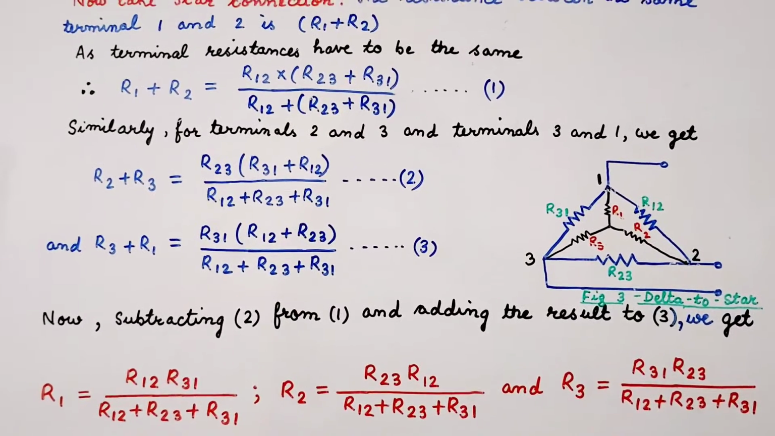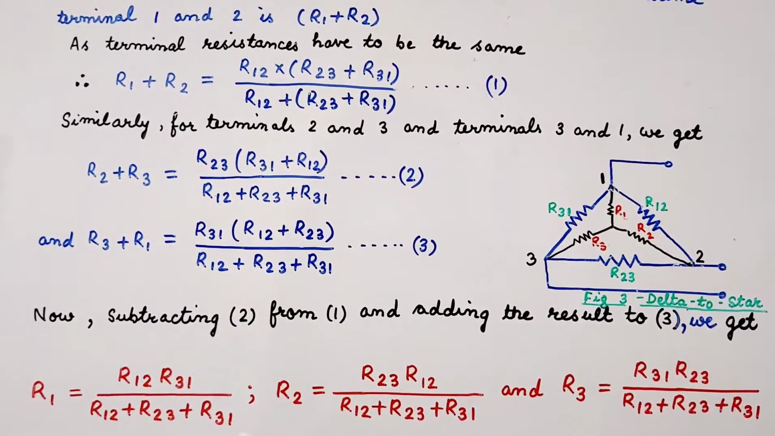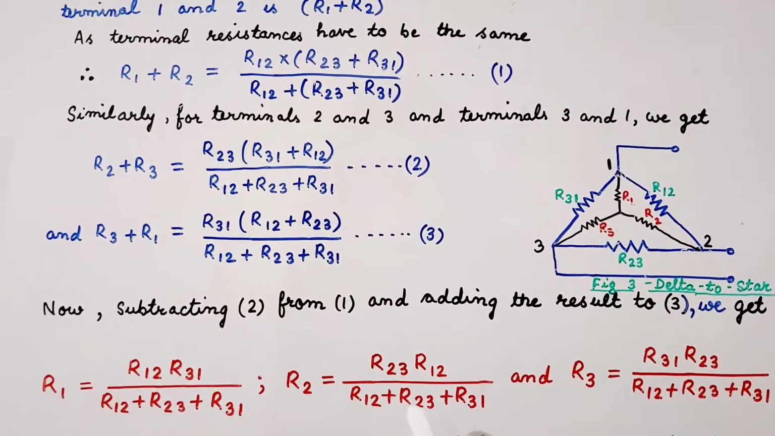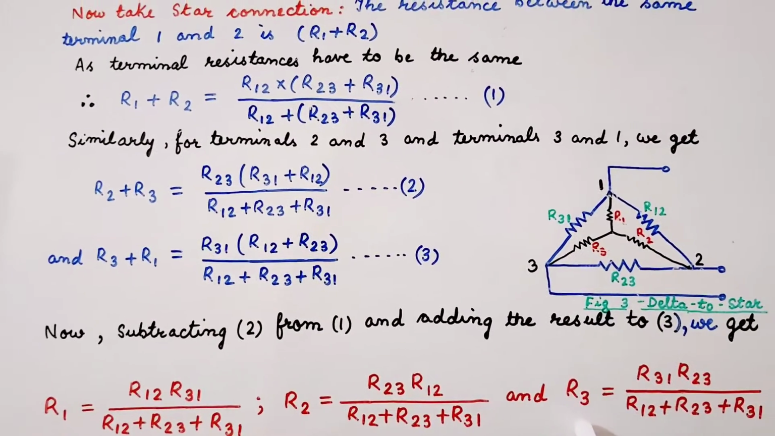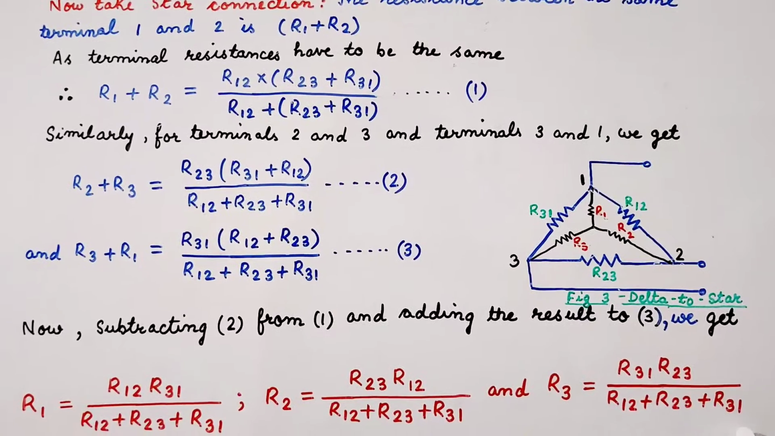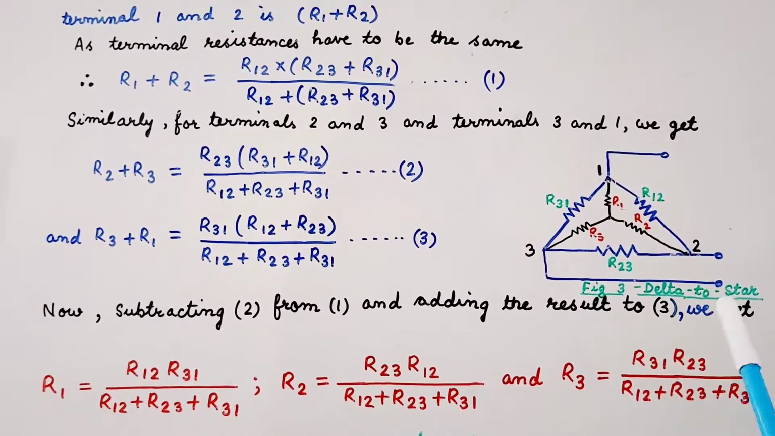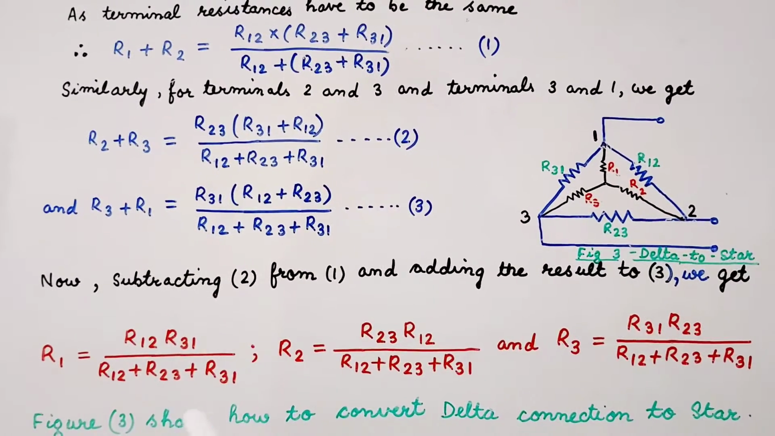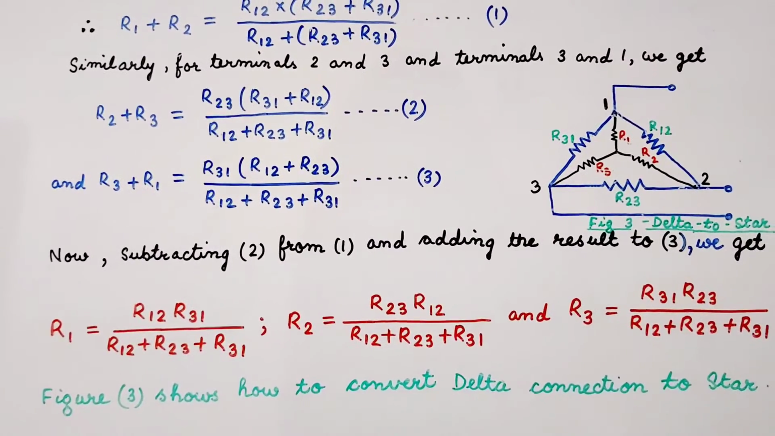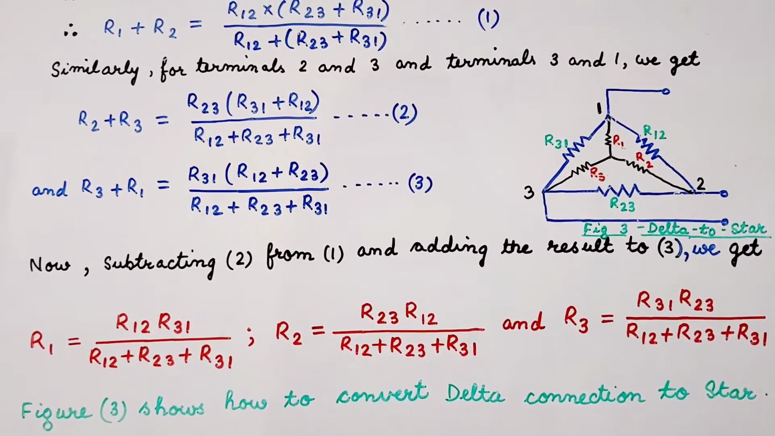So the value of R1 will come out to be R12 into R31 divided by R12 plus R23 plus R31. Similarly, the value of the resistance R2 will be R23 into R12 divided by R12 plus R23 plus R31. And the value of the resistance R3 will be equal to R31 into R23 divided by R12 plus R23 plus R31. So now we will replace the given delta connection by star connection, having the values as calculated from these 3 formulas. Figure 3 shows how to convert the delta connection to star.